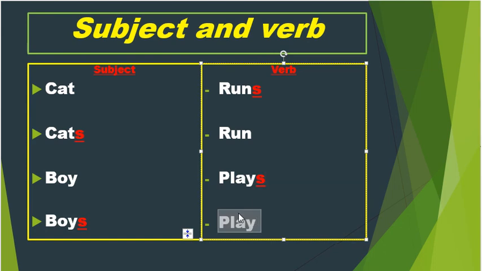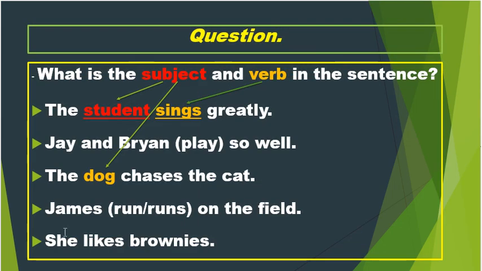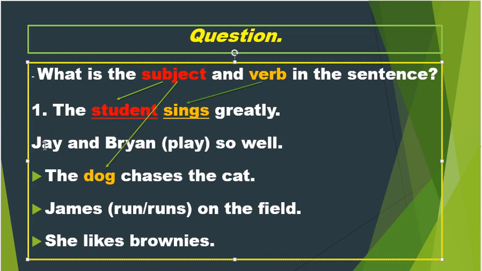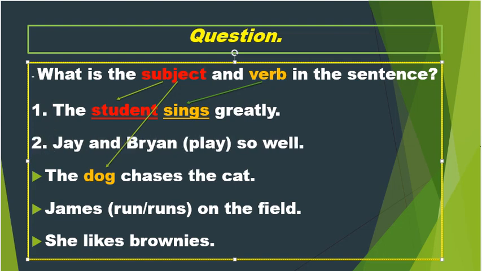So here we will learn some questions. If you see here, I put some arrows from the question, just to give you an example. I'm going to have a question for you. What is the subject and the verb in the sentence? This is the sentence here. This one is number one, number one sentence. This one is number two sentence, and number three sentence.